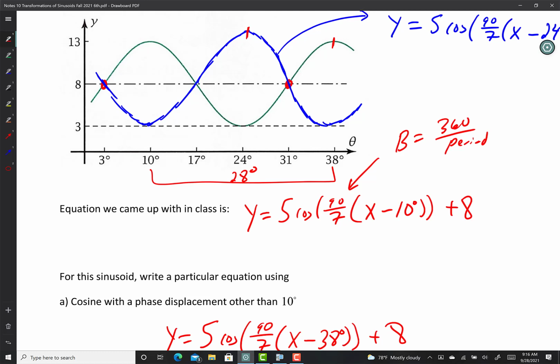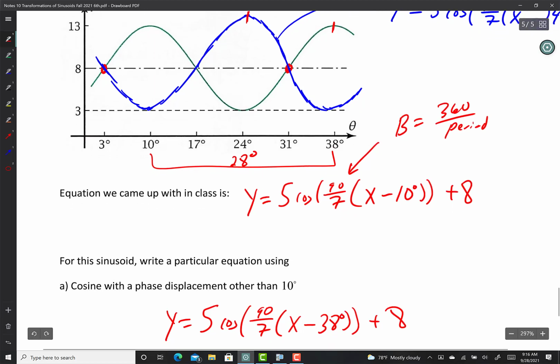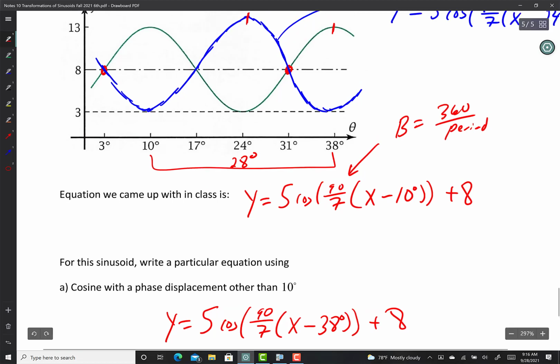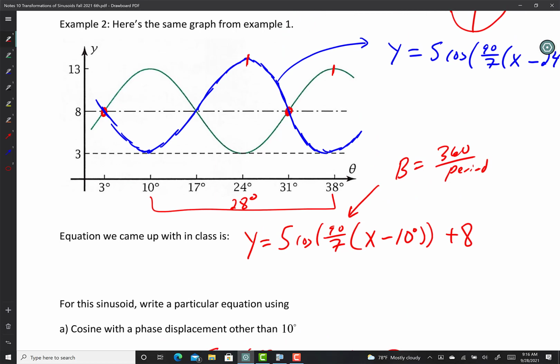What's up, miss? The 28 degrees, what about it? Well, I got it from a quarter of a cycle with 7 degrees, and then I need 4 quarters to complete a cycle, so 7 times 4. But you don't need to get it from there. You can also get it from the graph. You can get it from peak to peak. The difference between 38 degrees and 10 degrees is 28.